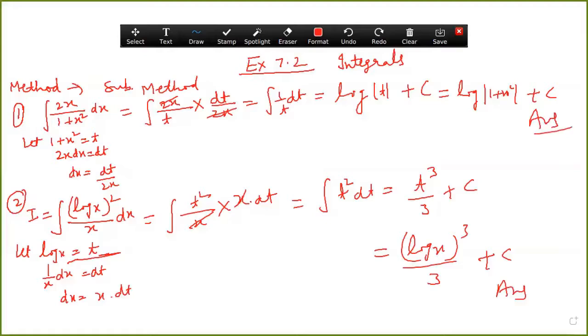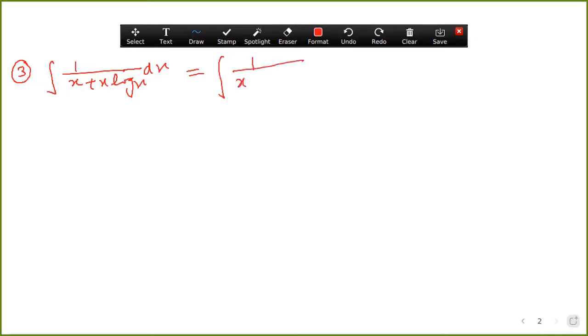Okay. Now come to the next question. Let's do question number third. Question number third is integration of 1 upon x plus x log x with respect to x. Now in this question, first you have to simplify or rearrange the statement. Take the common x in the denominator. You will get this one.